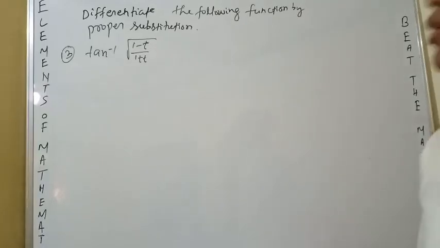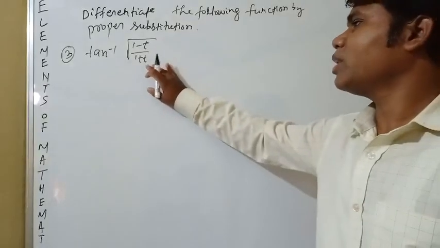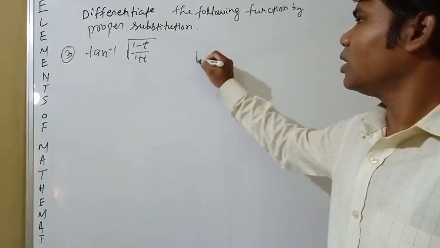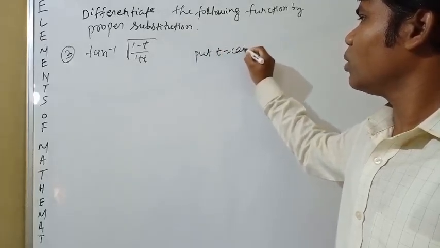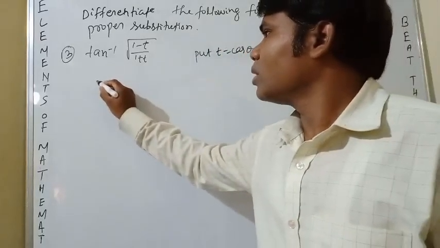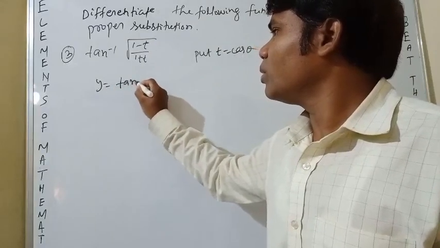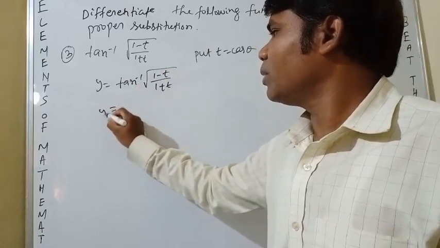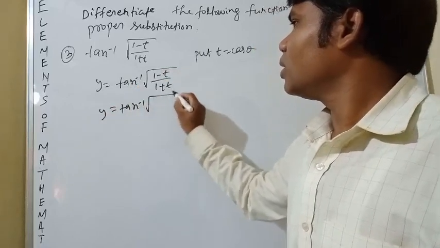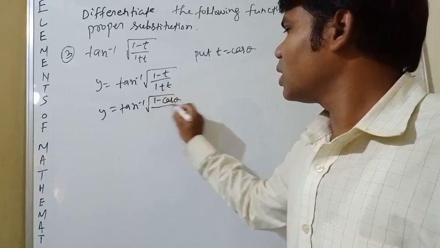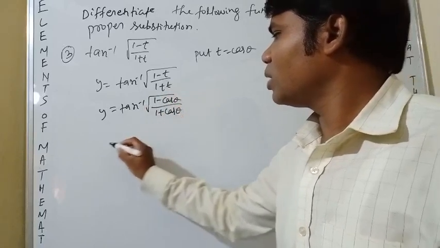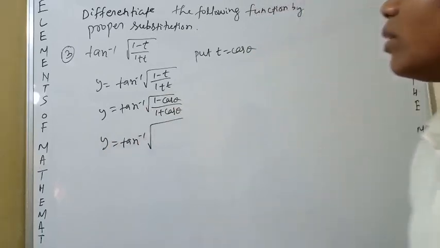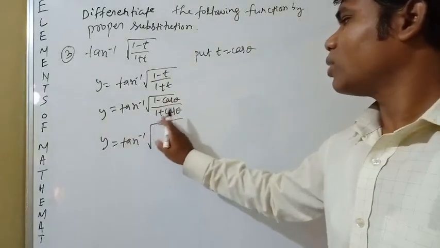You see the next question, tan inverse root over 1 minus t by 1 plus t. Differentiate the following function by proper substitution. You put t is equal to cos theta. Then you take y is equal to tan inverse root over 1 minus t by 1 plus t. Y is equal to tan inverse root over 1 minus cos theta by 1 plus cos theta.